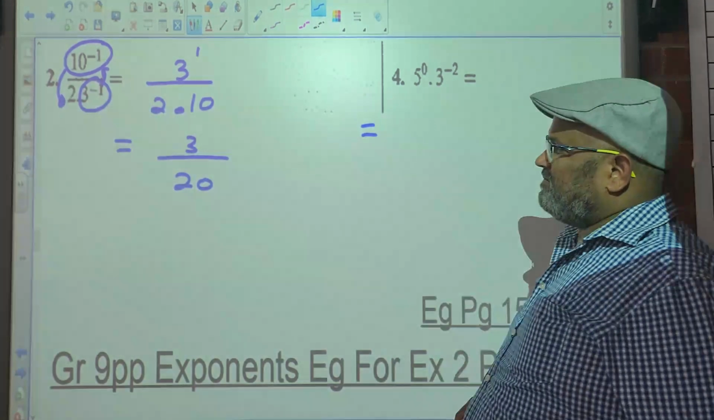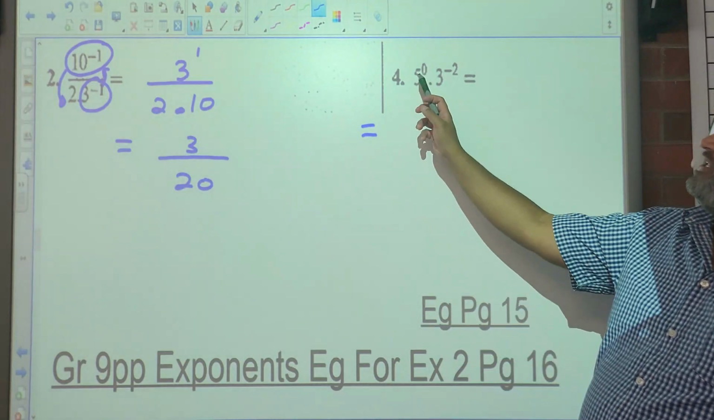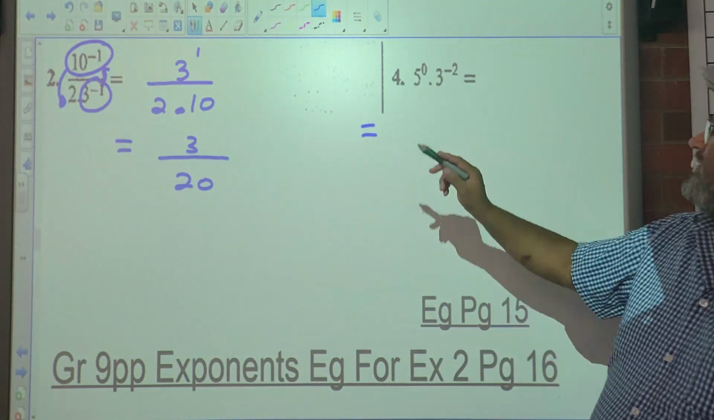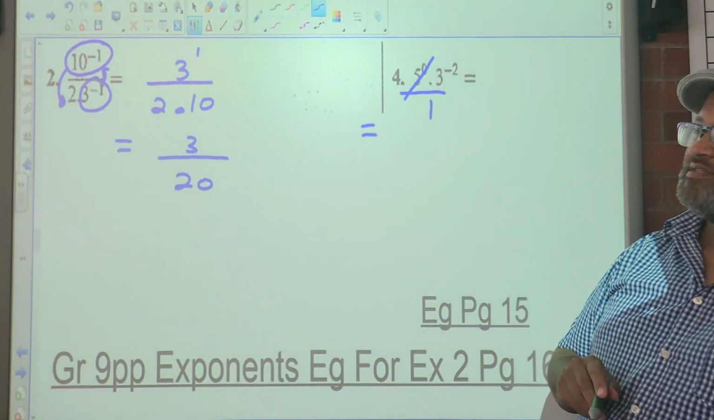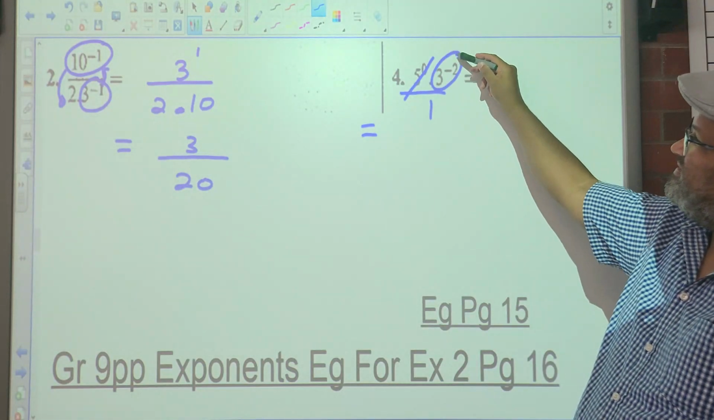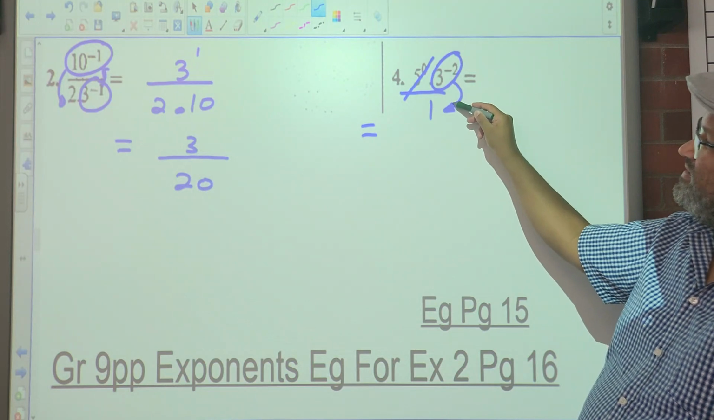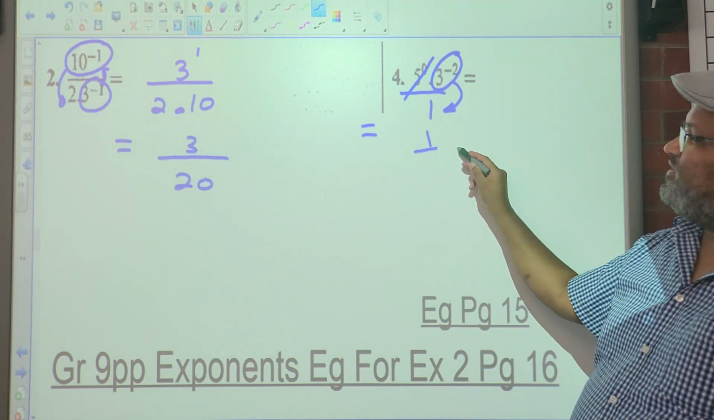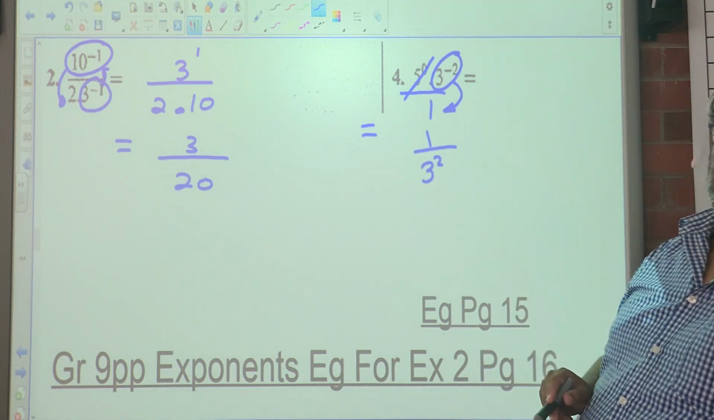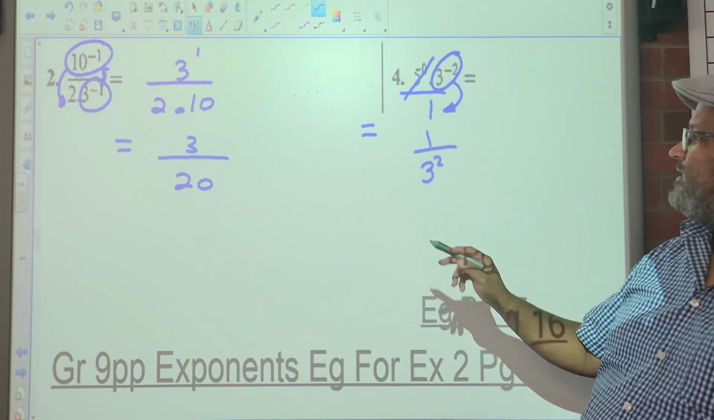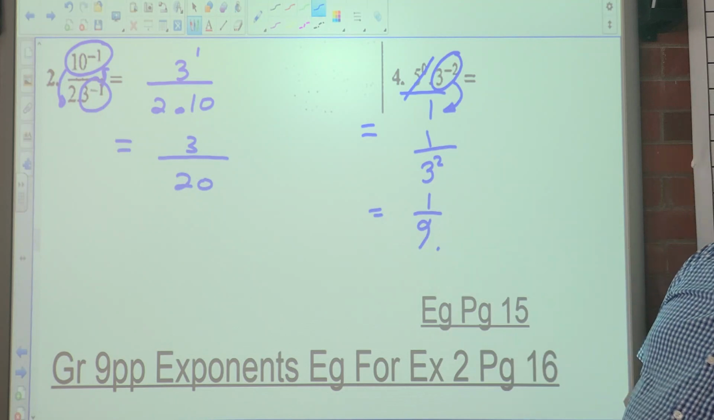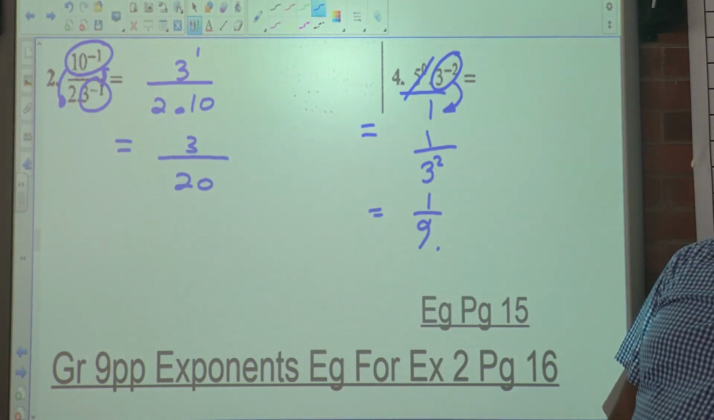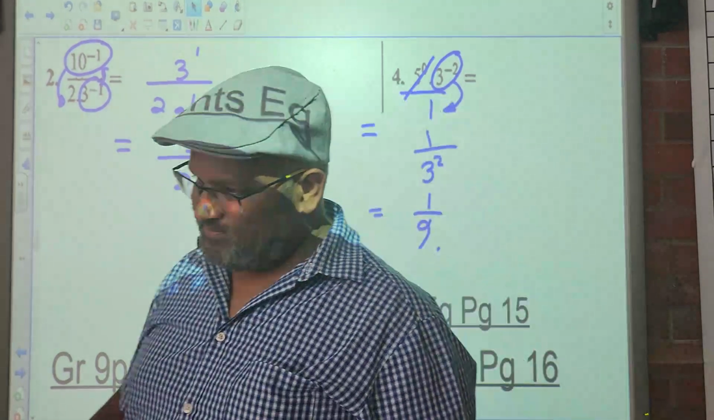Number 4. Anything to the power 0 is 1. So that's gone. But that's naturally over 1, not so? So what happens here? It comes to the denominator. There's 1 over 3 squared. And what is 3 squared? It's 1 over 9. Okay.